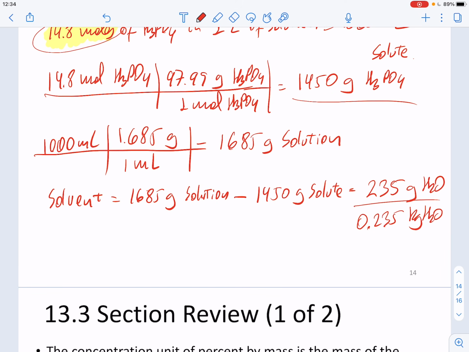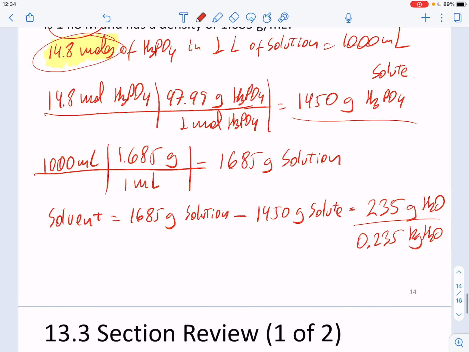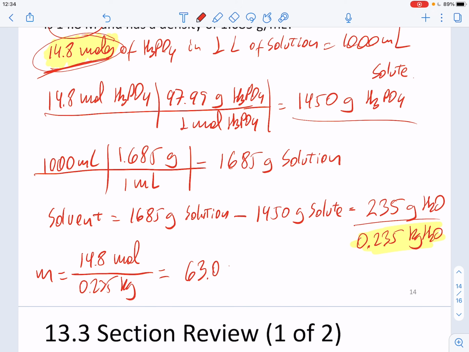Now with that information, we have our number of moles up here. We have our kilograms of solvent down here. Now we can calculate molality. Molality is going to be equal to 14.8 moles divided by 0.235 kilograms, and this is equal to 63.0 molal. Okay, so that's how you use these concentration units, and how you can convert between units depending on the information that you have.